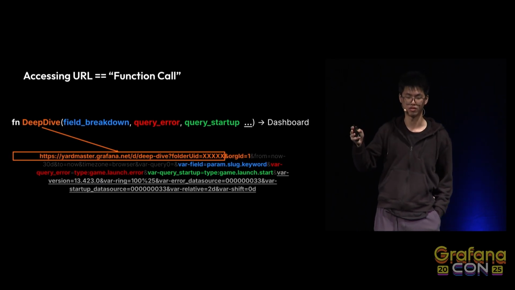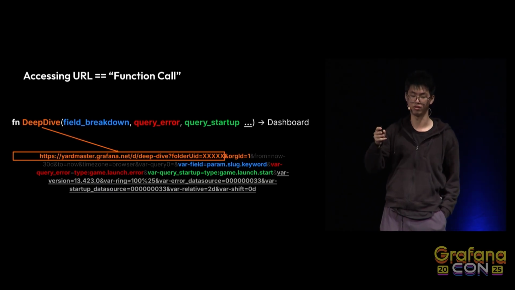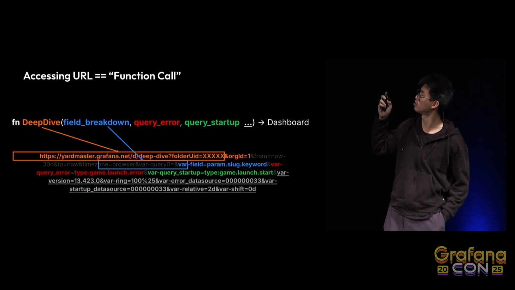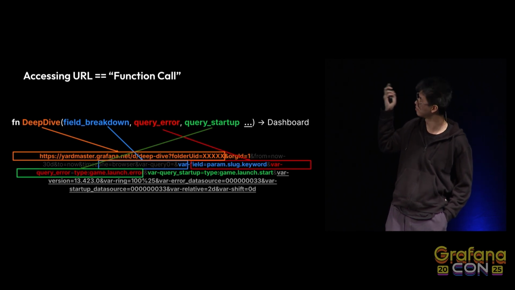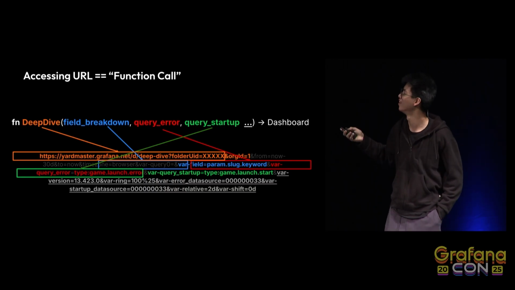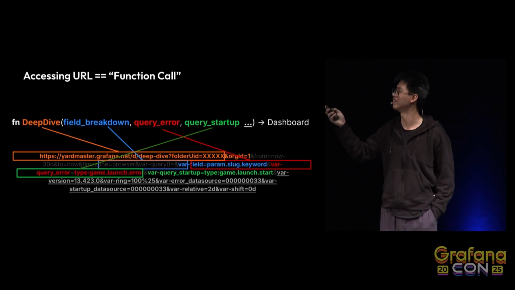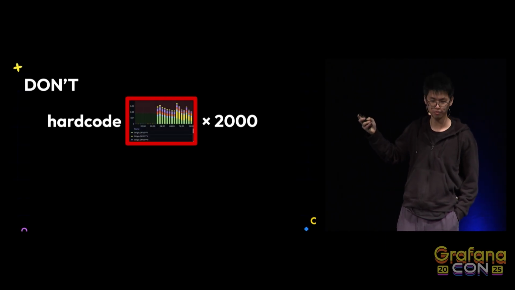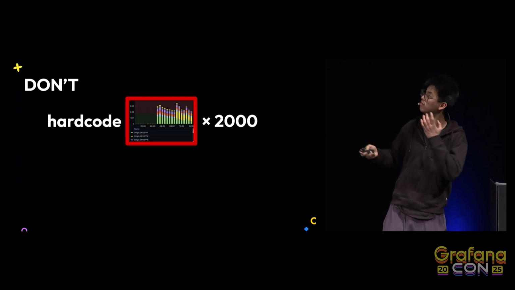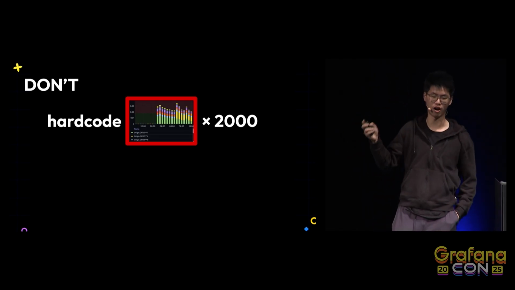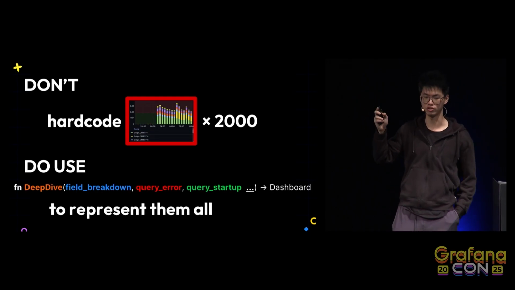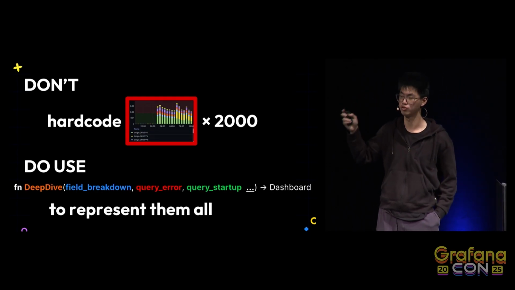You can see how a dashboard URL is similar to a function call, starting with the function name, and then here's how you populate the variables. By visiting this URL, you get the dashboard you need. That's simple. So don't actually hard code 2,000 dashboards, 2,000 panels like this. What you should do is use different URL parameters to represent them all.